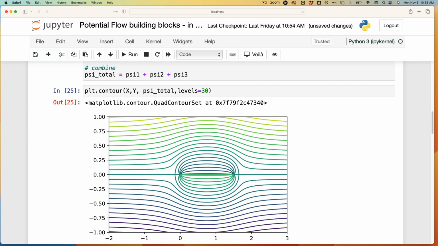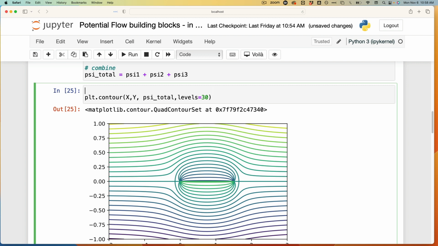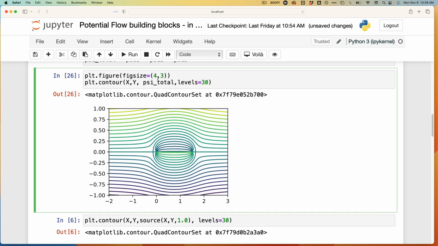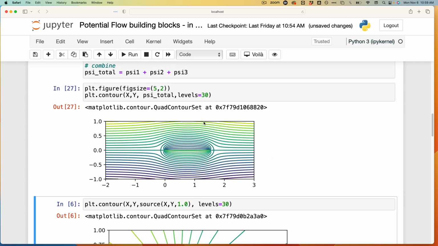What do you think would happen if we start bringing those together? Let's actually do a figure. plt.figure, figsize equal 4 by 3, or 3 by 2, sorry. So 5 by 2. Okay, now that's to scale. That's the correct aspect ratio.